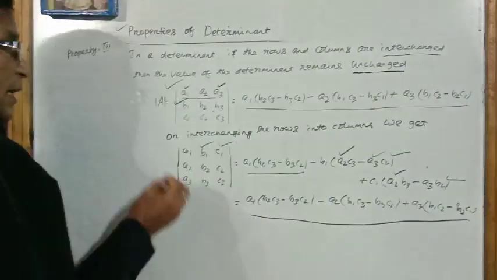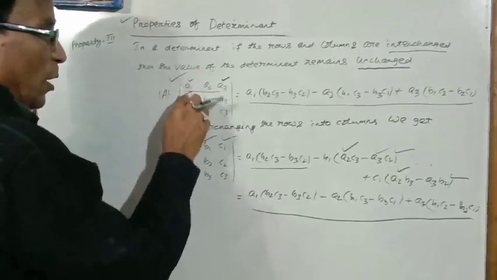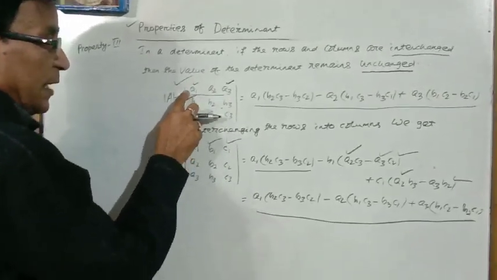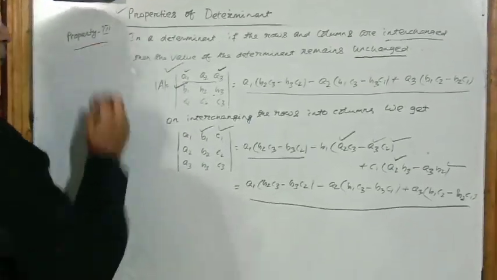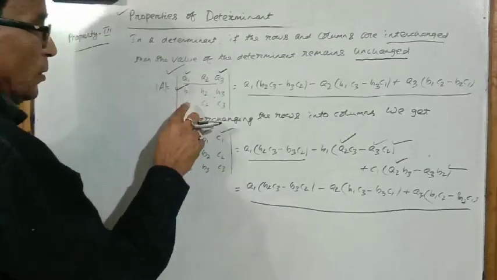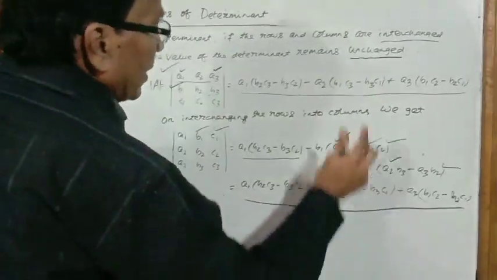So that means either you can expand this determinant column wise, or you can expand this row wise. So it is the property 3. That means if the rows and columns are interchanged, then always the value of the determinant remains unchanged.